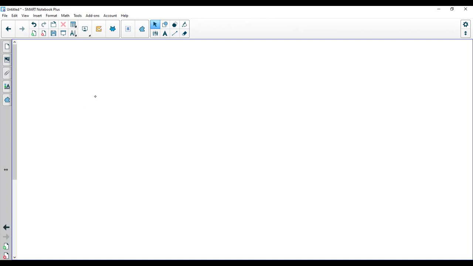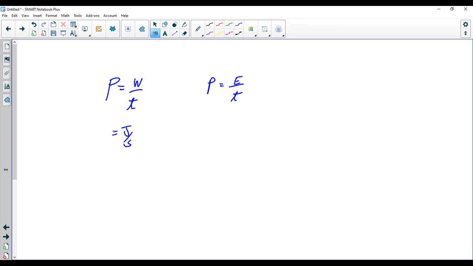That's right. So remember, power can be written in both ways because we have mentioned right now that work done is equal to energy transferred. So you can write power equal to work done per unit time, or power is equal to energy transferred per unit time. In both cases, it's joule per second, which is called watt.